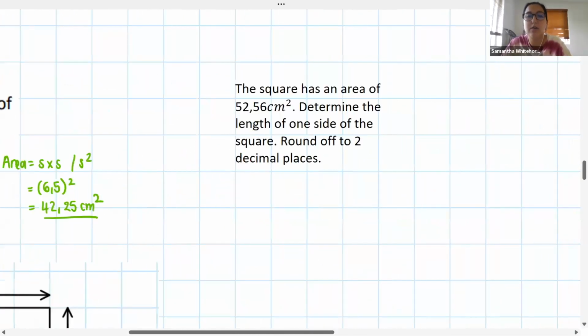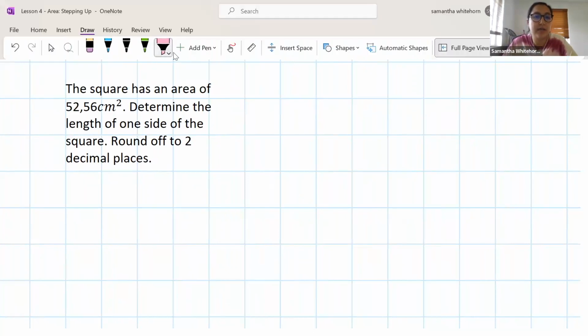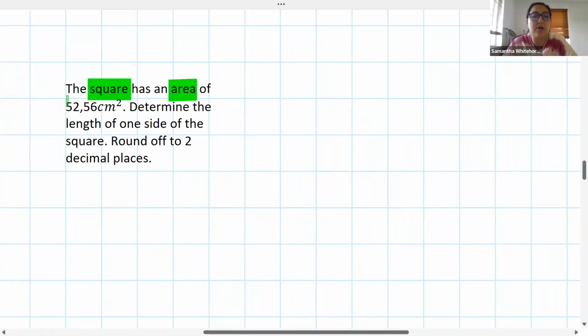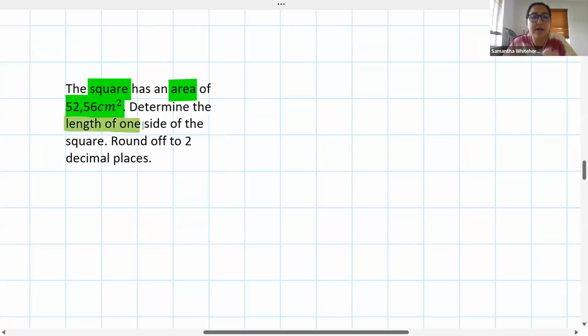Good, guys. All right, so if we have a look here, let's just read our question nice and carefully. I have said to you that a square has an area of 52,56 centimeters squared. I am asking you to go and determine the length of the side of the square. So basically exactly the same question. I've just used a different number for my area. I have said round off to 2 decimal places, so just bear that in mind.